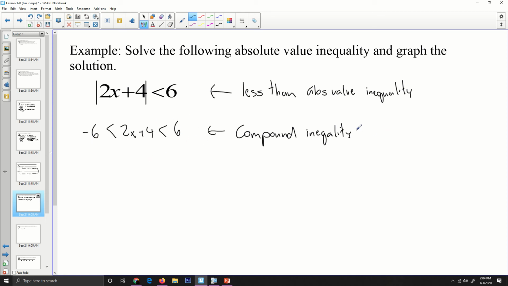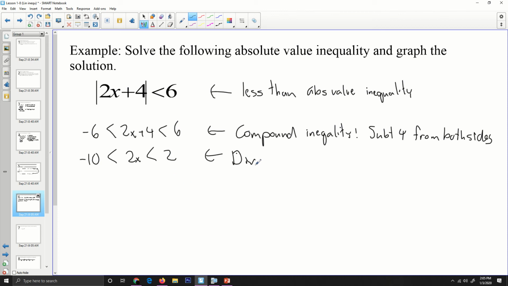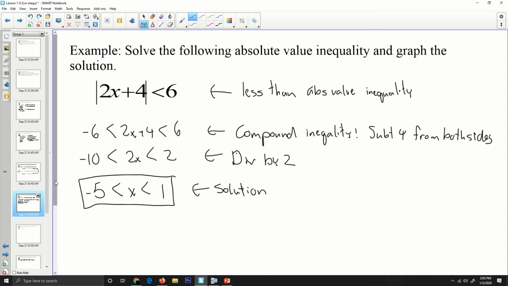So first thing I'm going to do here is I'm going to subtract 4 from both sides. And so negative 6 minus 4 is negative 10. It's going to be less than 2x. And then 6 minus 4 is going to be 2. And then I'm going to divide by 2. And so negative 10 divided by 2 is negative 5. It's going to be less than x. And then 2 divided by 2 is 1. And so this is the solution right here. And then they want me to graph that solution.